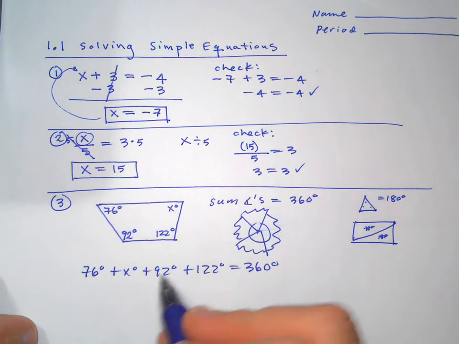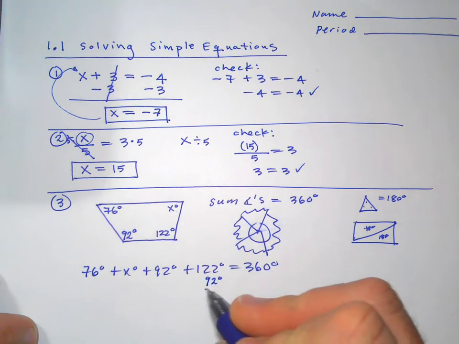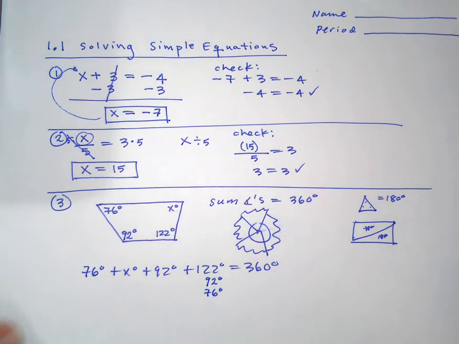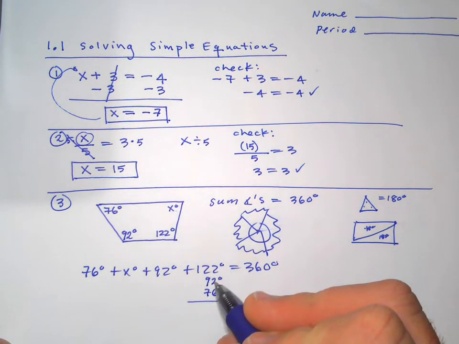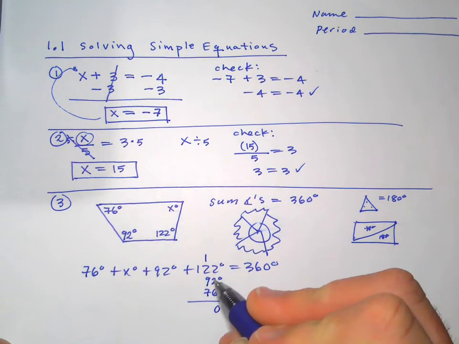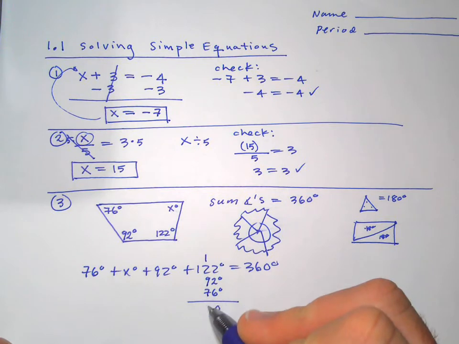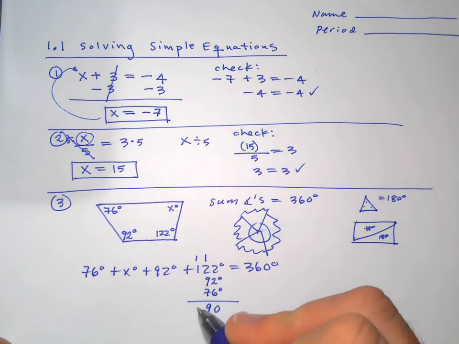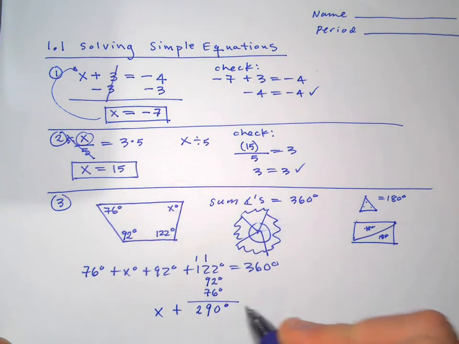So I need to add all these up. I find it easier to add things vertically. So now this is something that we want to do on other problems too. If there's anything we can simplify, like combine together that's already on the same side, we should do that because that just makes it easier. 2 plus 2 is 4 plus 6 is 10. Carry the 1. 1 plus 2 is 3 plus 9 is 12 plus 7 is 19. Carry the 1. 290. So this is the same thing. We could rewrite this as x plus 290.